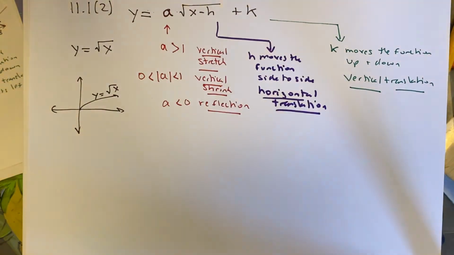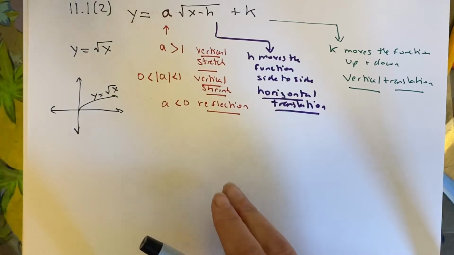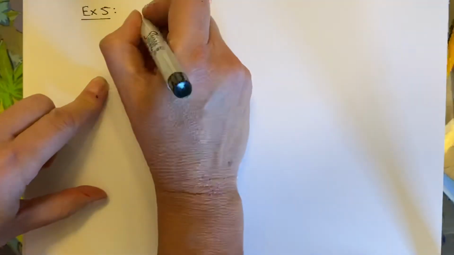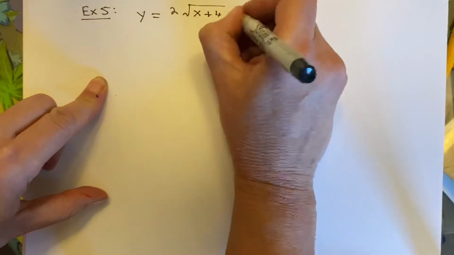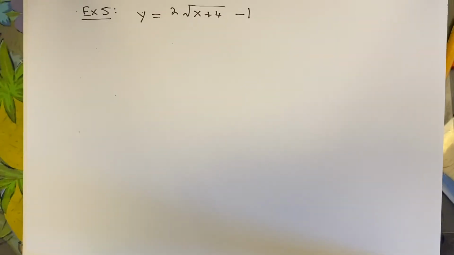What does it look like when we are graphing an actual function? Well, because I don't have a ton of room on this one, I am going to go to the next slide. And I'm going to use as my example 5 in your book. And that example graphs the function y equals 2 square root of x plus 4 minus 1. In other words, a is 2, k is -1, and h is 4.